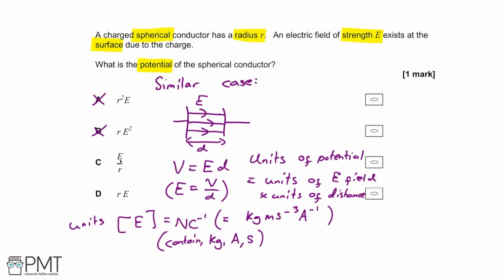For C, it's got the electric field divided by a distance, so that won't give us the correct units for the potential either. Finally, that leaves us with D, which is also distance multiplied by electric field. And if you were to more comprehensively go through the units, what you would find in this case is that this satisfies the correct units for the potential and the rest do not. But we can take a bit of a shortcut using this method I've detailed here. So our answer is D.